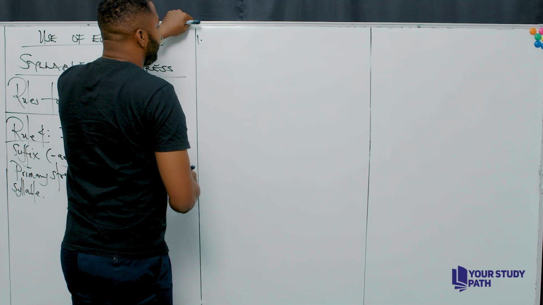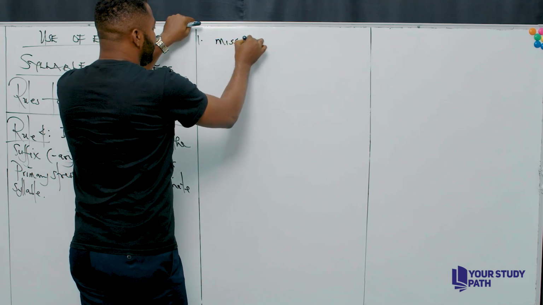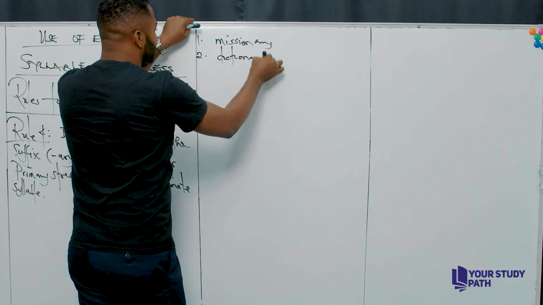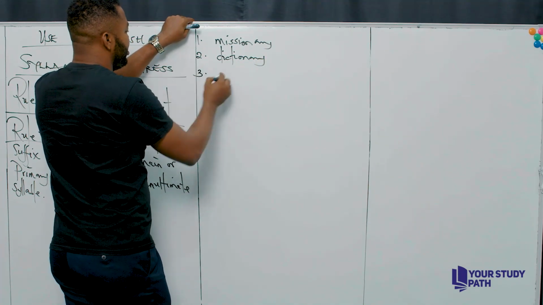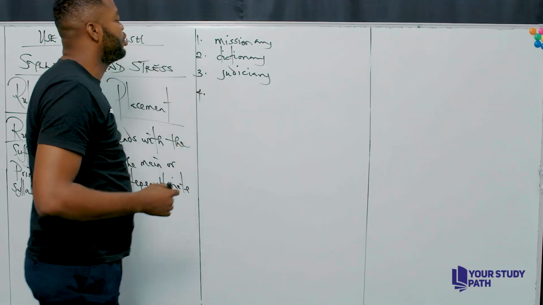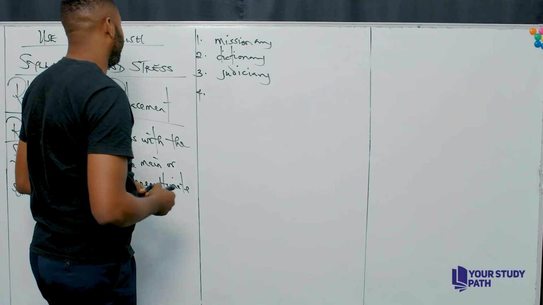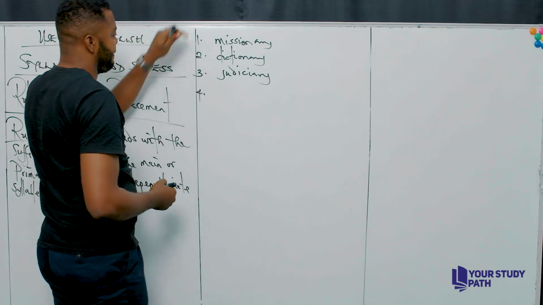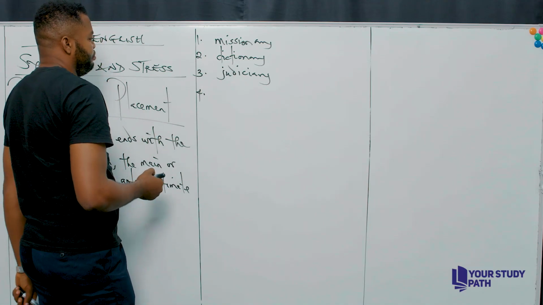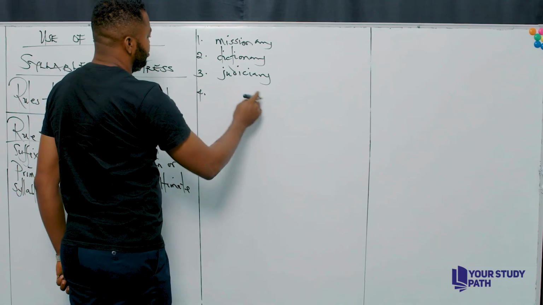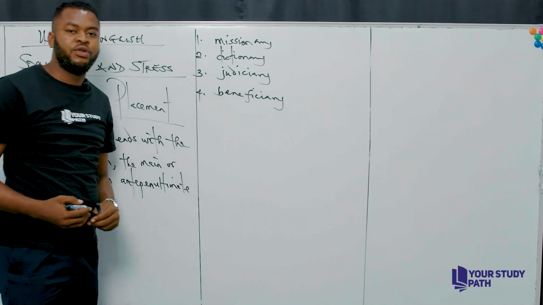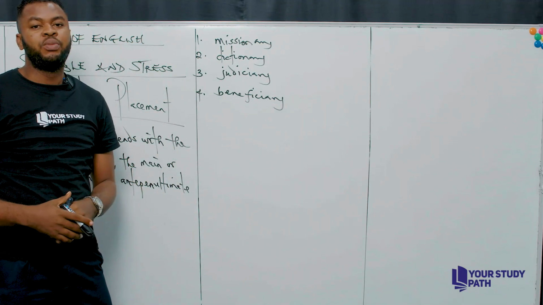For instance, if we have a word like missionary, two, you have dictionary. Three, you have judiciary. Four, you have words like beneficiary. Okay, so let's have four words, most importantly.